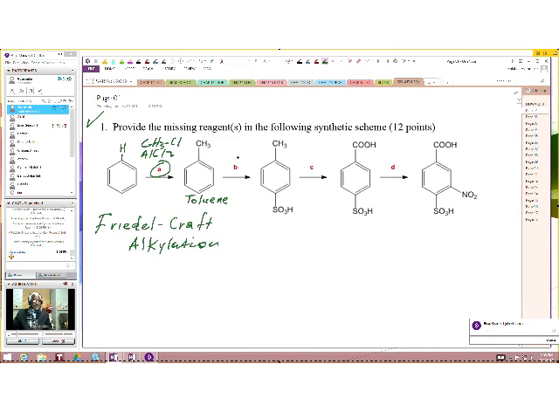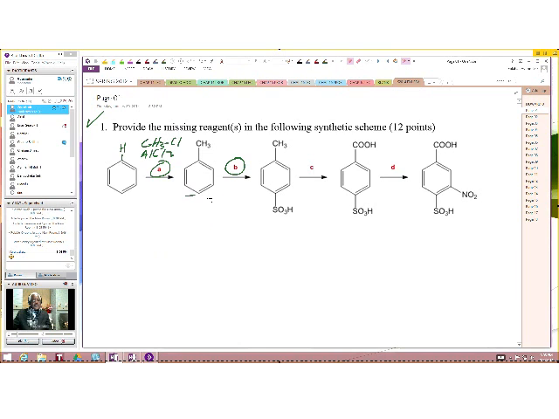B. What reagent do we need for B? You notice here, we are going to replace this hydrogen here with the sulfonic acid group.